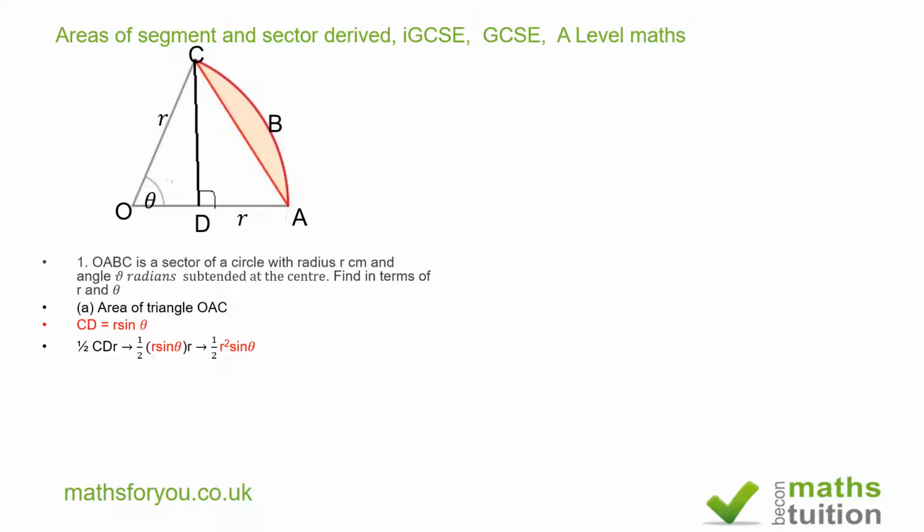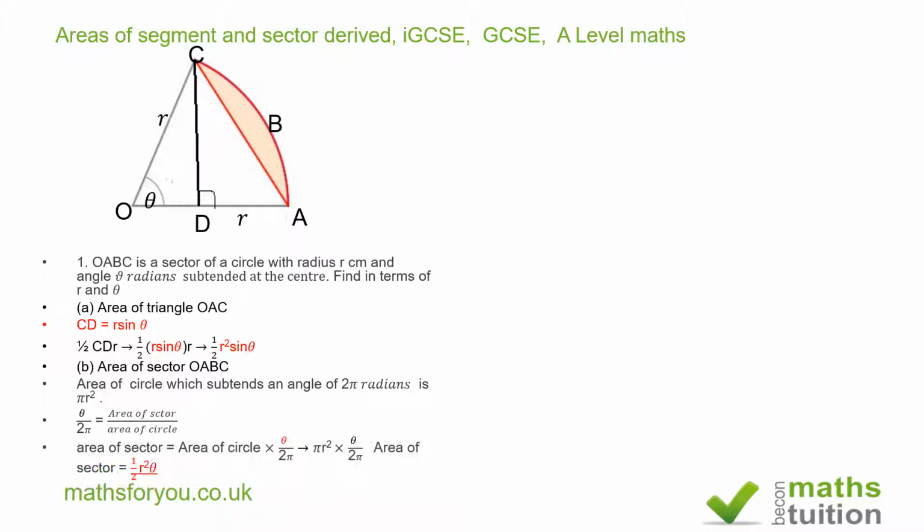Okay, now moving on to the second bit, we want to find the area of sector OABC. Now we know that a circle subtends an angle of 2 pi radians at the center, and the area of a circle is pi r squared. Again, if we take ratios of the angles subtended at the center, we end up with theta divided by 2 pi is equal to area of sector divided by area of circle. If we then cross multiply, we end up with area of sector being the area of circle times theta divided by 2 pi, which means that the area of sector is half r squared theta. Don't forget that in this instance, the pi and the pi will cancel out. Hence half r squared theta.